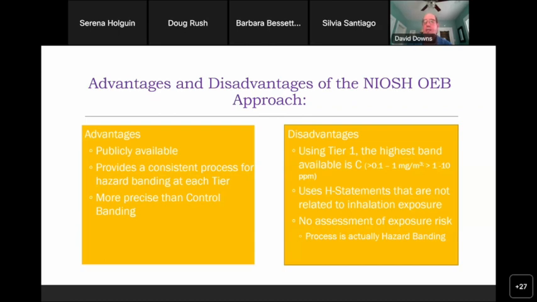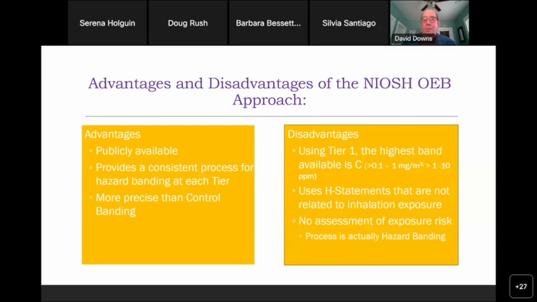The disadvantage is that, using the easiest way to go about doing this, using tier 1, the highest band available is band C, and that is a range of greater than 0.1 to 1 milligram per cubic meter as a control level, or greater than 1 to 10 parts per million as a control level. So it really puts pretty low numbers out there if you're just using tier 1.